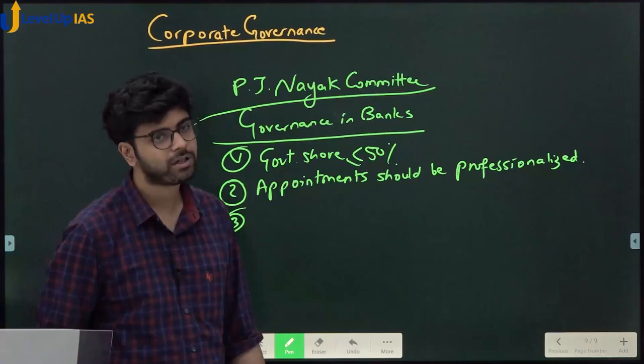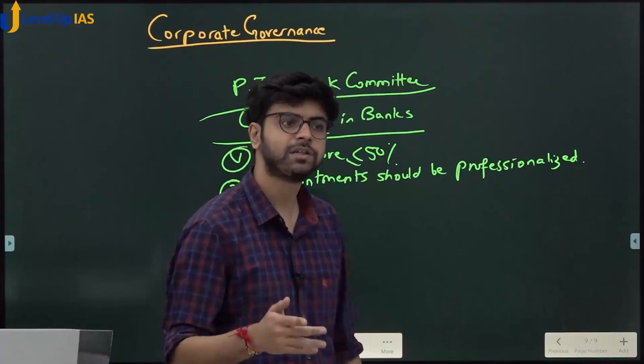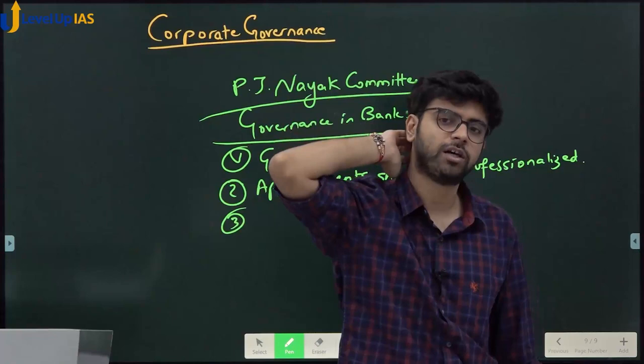Maybe not. Okay? So they recommended that... what happened in banks was that the chairperson was there for 10 years, 15 years. So that might breed corruption. That might breed a lot of familiarity.